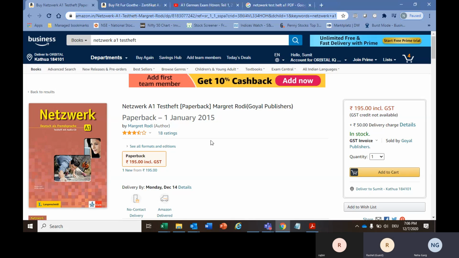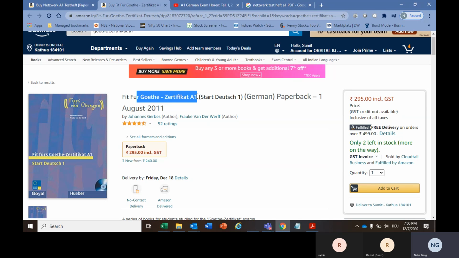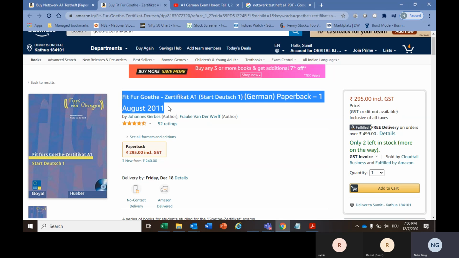So I sent you two books. One is from this Netzwerk A1 Testheft, and then another one is Fit fürs Goethe-Zertifikat A1. This is a good book to practice from if you want a sample paper kind of thing, in case you're planning to write the A1 exam in the coming few months. Then you can take this book.